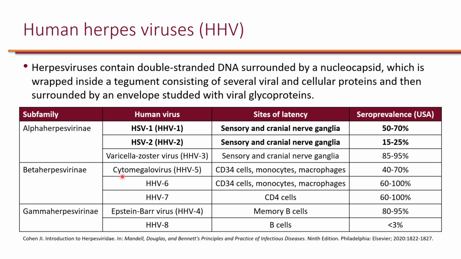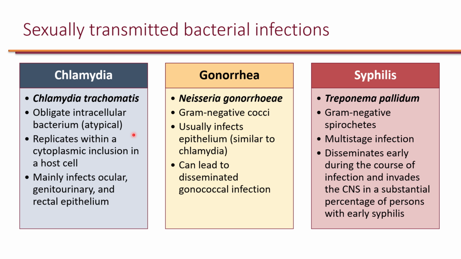Other herpes viruses that are clinically important include cytomegalovirus or CMV, which belongs to the beta family, and EBV, which belongs to the gamma family. However, these are not necessarily sexually transmitted infections, but they do have a role in immunocompromised patients. For this topic, we will focus on genital herpes that's caused by herpes simplex virus. Other infections that we will talk about in this topic that are non-viral are chlamydia, gonorrhea, and syphilis.